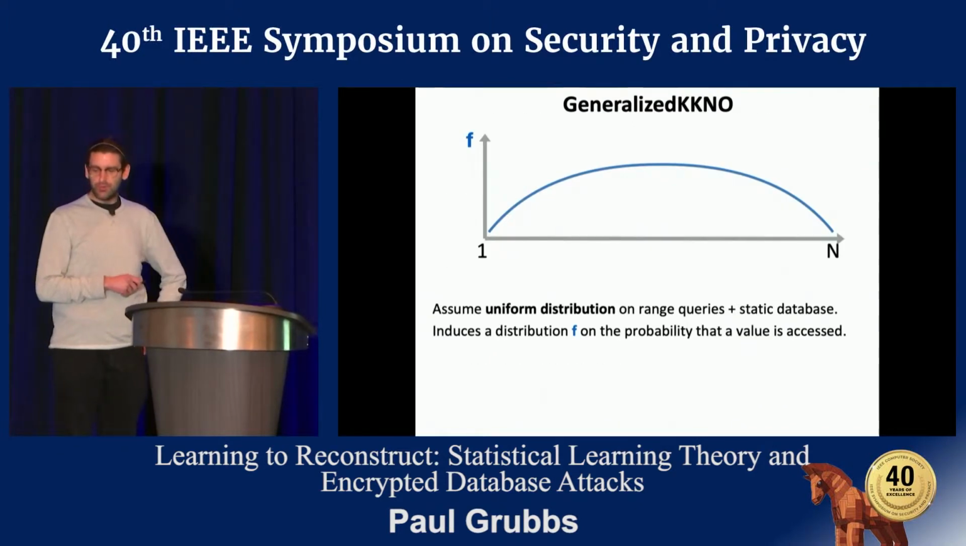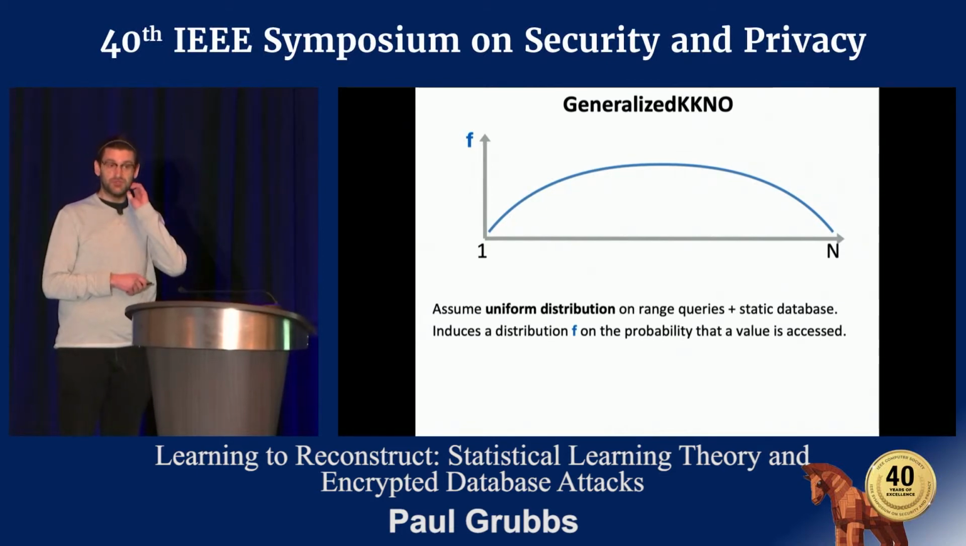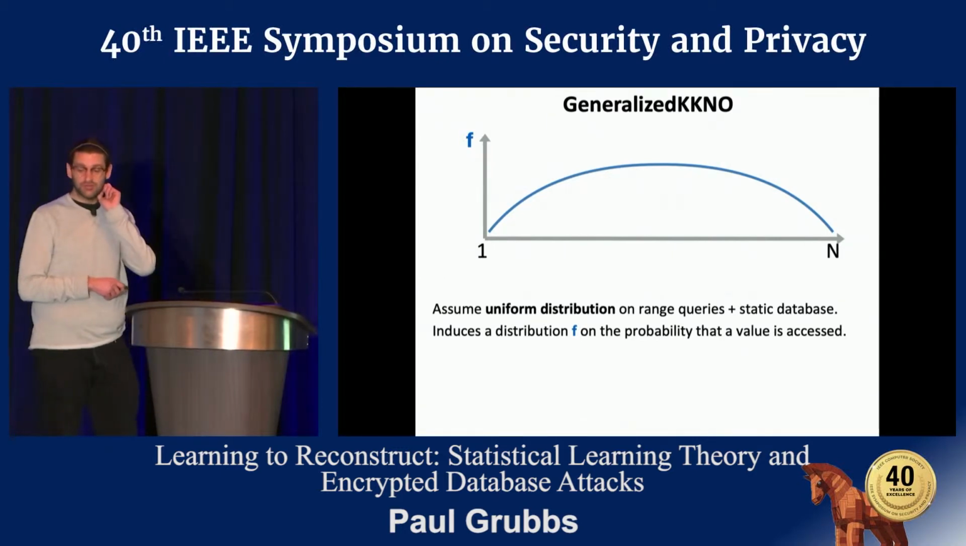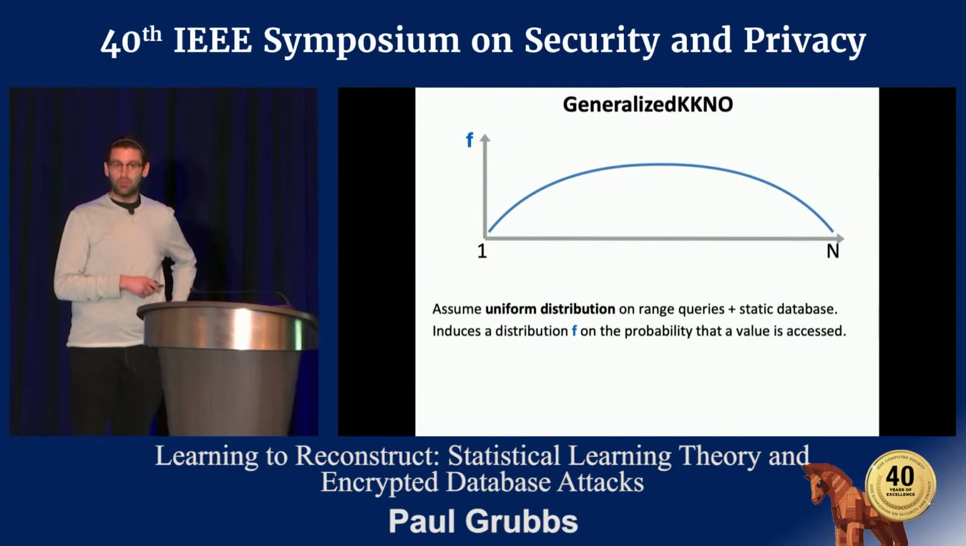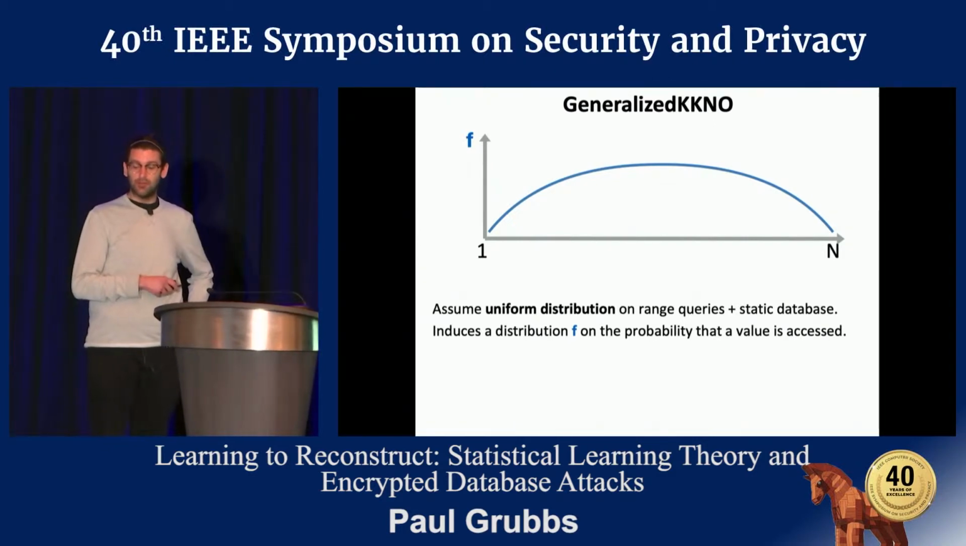So our starting point is the same as the Kellaris et al. attack, our generalized KKNO attack. We assume a uniform distribution over the range queries. Thus, each of the n times n plus 1 over 2 possible range queries is chosen with equal probability.